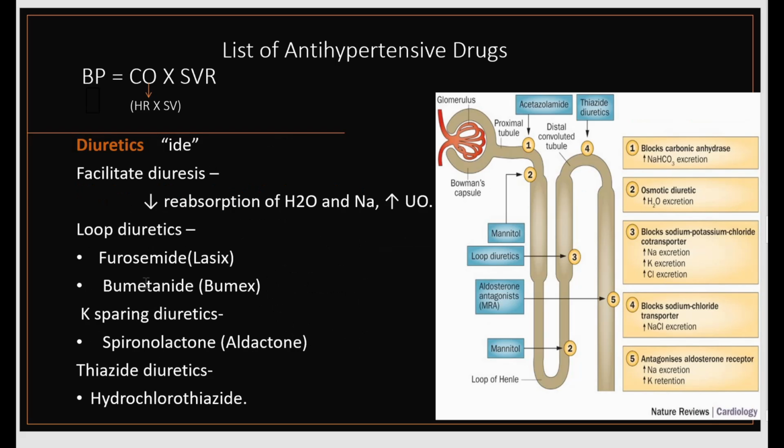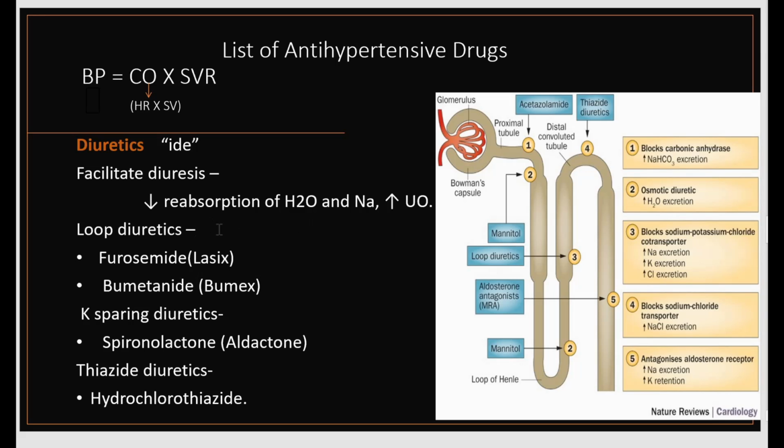Now, moving to the last letter D, diuretics. It ends with the word "ide." So it facilitates diuresis. That means it increases the urine output. So the diuretic groups act on different parts of the nephron. It increases the urine output and decreases reabsorption of sodium and water.